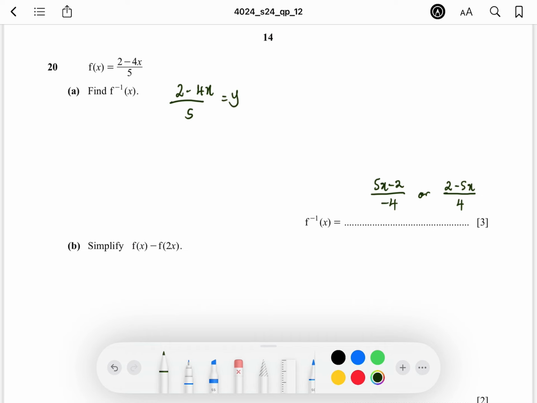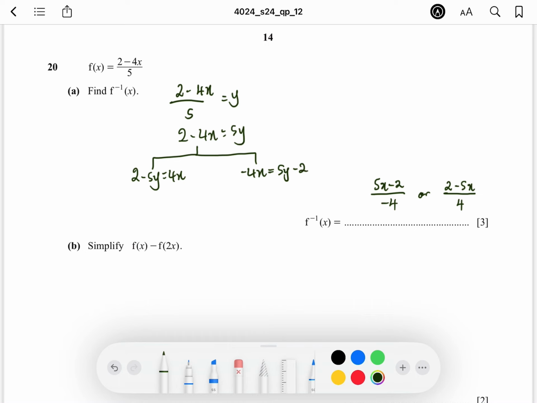Okay, so that's equate to y. So 2 minus 4x equals to 5y. So this is where the difference of solution, different way of writing the solution. So either I add 4x both sides, and minus 5y both sides. So I've got 2 minus 5y equals to 4x. Or minus 2 both sides, which is what you get this.